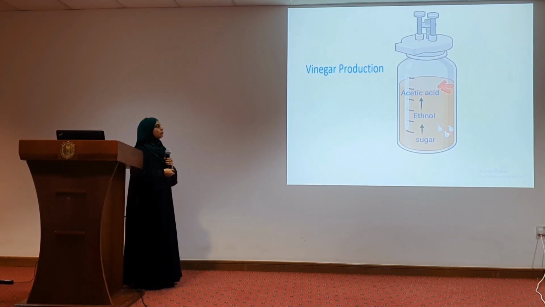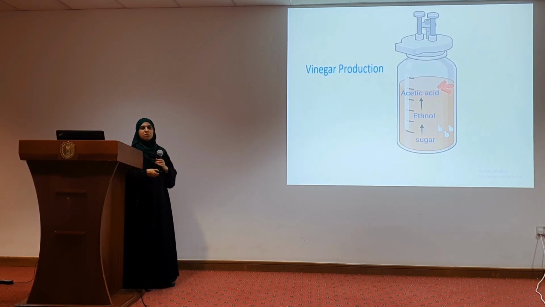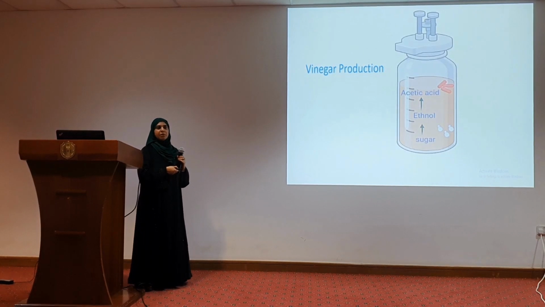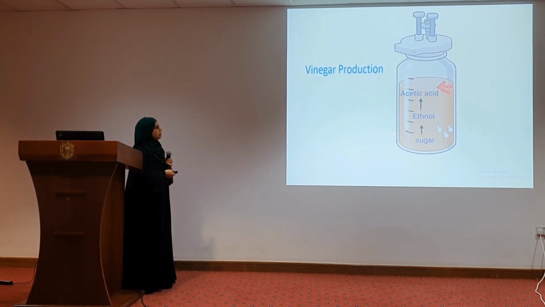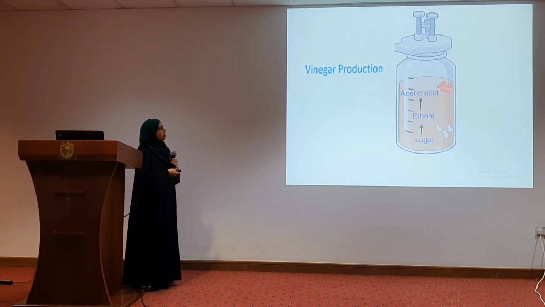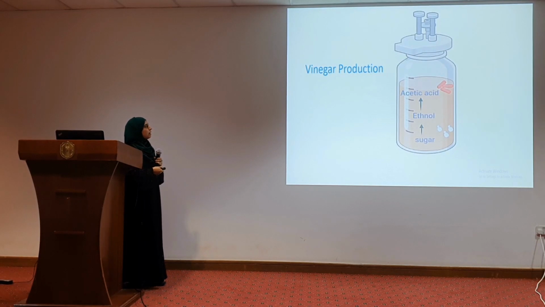What I'm going to talk about today is the spontaneous production of date vinegar. It depends on the microflora, which is naturally present in the date itself. First the yeast will convert the sugar into ethanol, and then the bacteria that are present there, which are basically the acetic acid bacteria, will convert the ethanol into acetic acid in the second stage. And usually this happens through a process of oxidation.